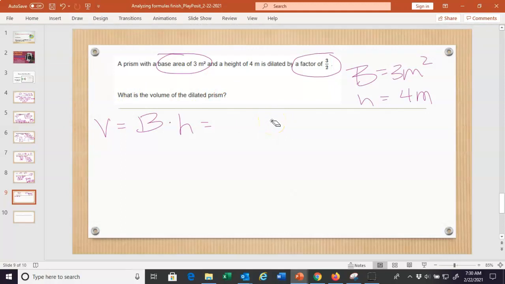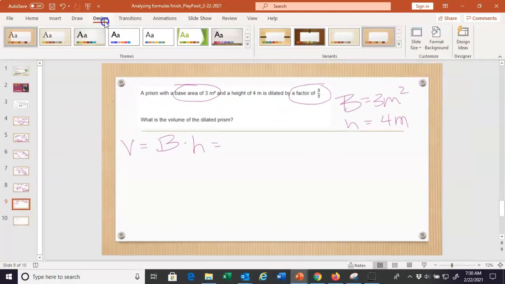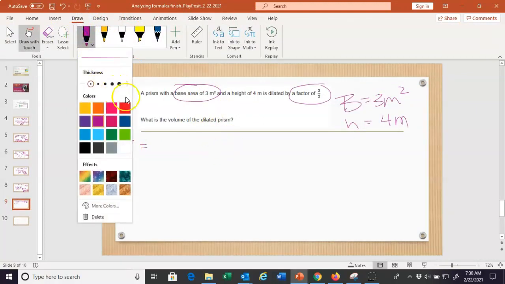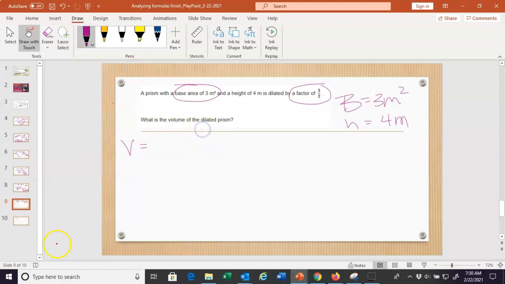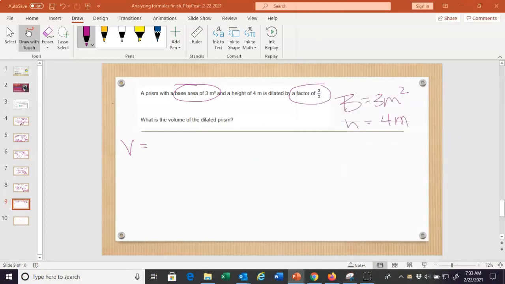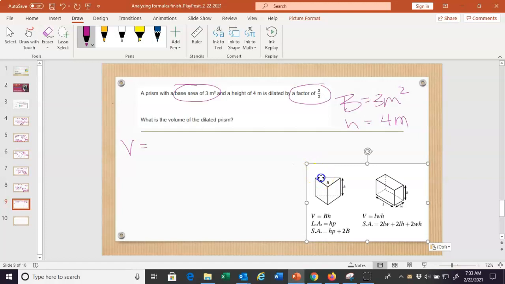Okay, so the base area is 3 meters squared. Oh, I don't have my pencil. The height is 4. What is the volume of the dilated prism? So this is not the right formula then. And hopefully you guys caught that as you're looking at your formula sheets. Okay, I'm actually going to bring in the formulas for us over here. Just 1 second. I think this will be helpful.